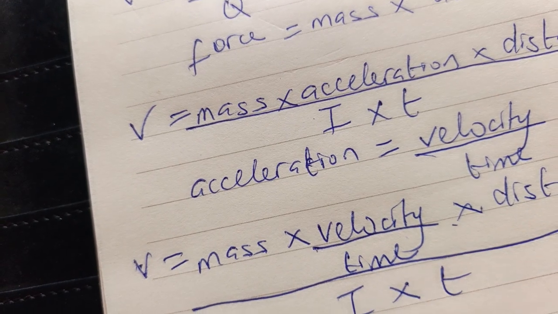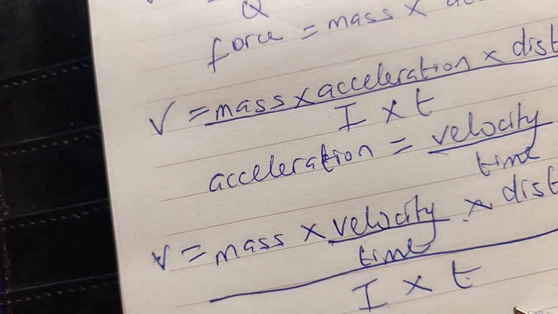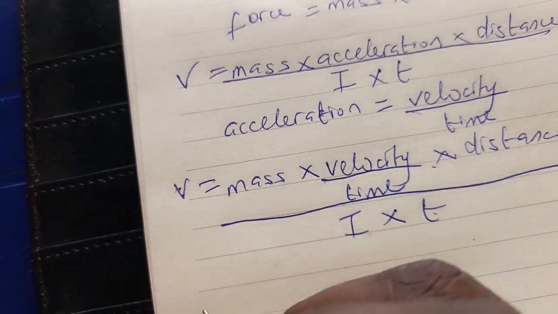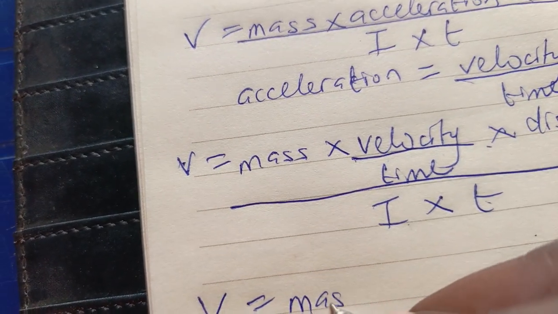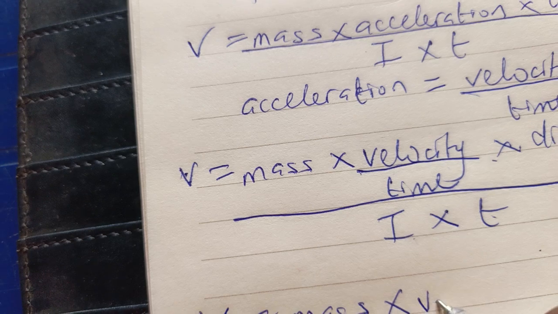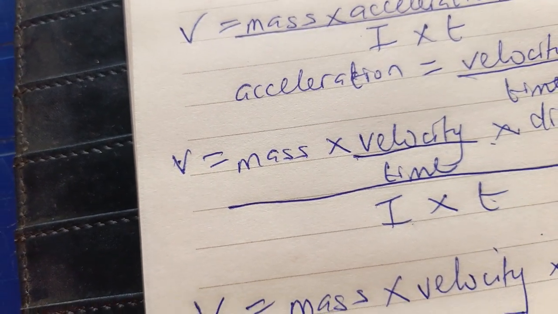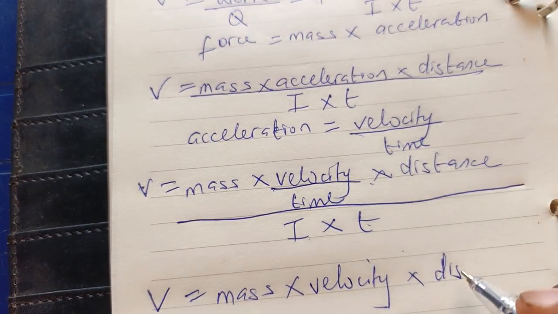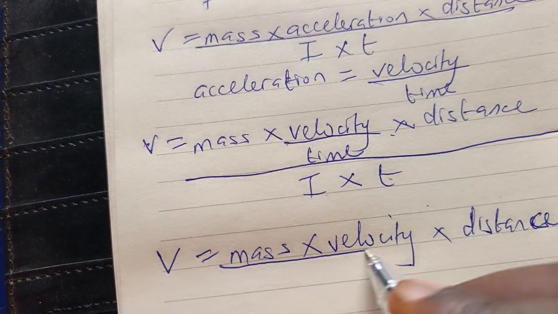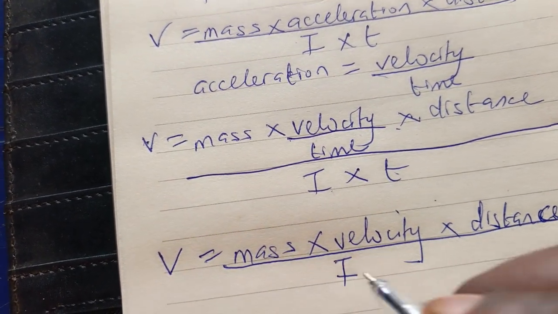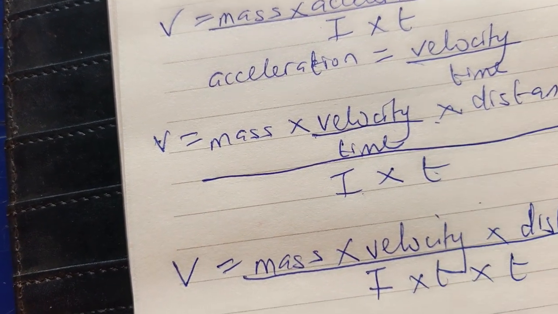Good. Now, this is velocity over time divided by time over what? T. That means this time will now come down. So we now see that potential difference is equivalent to mass times velocity times distance divided by current times time, because this time came down.